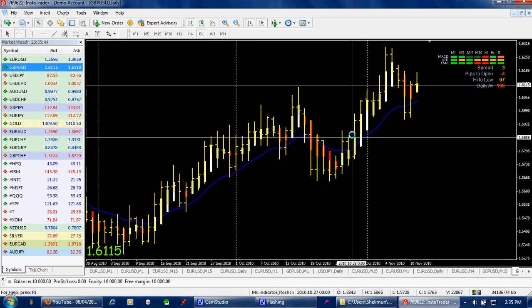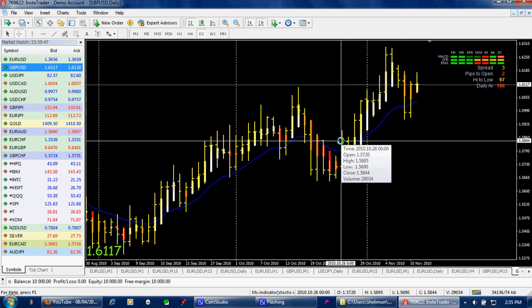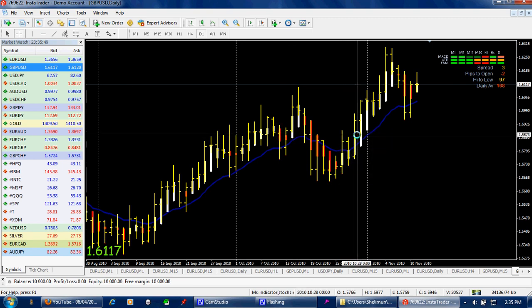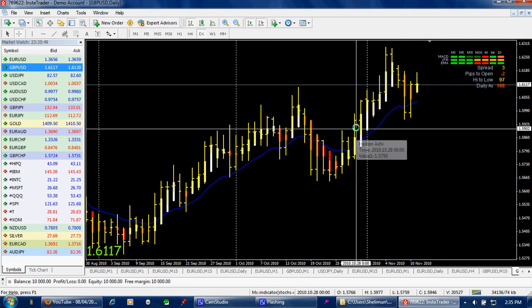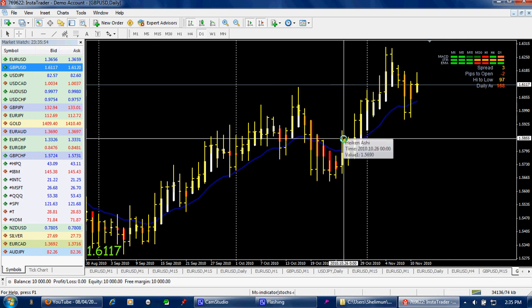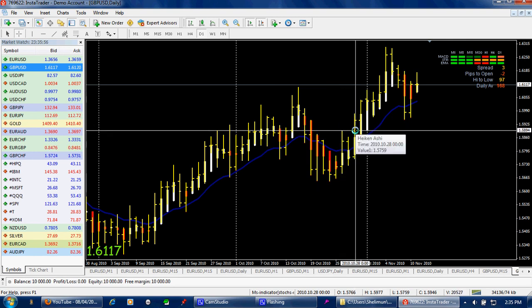Now you would not have taken a trade here, obviously, because this did not break the first bar. So you would have taken it on the break of this bar. Even if you would have taken it on the break of the first bar, but on the third bar right here, you would have still made close to 400 pips.